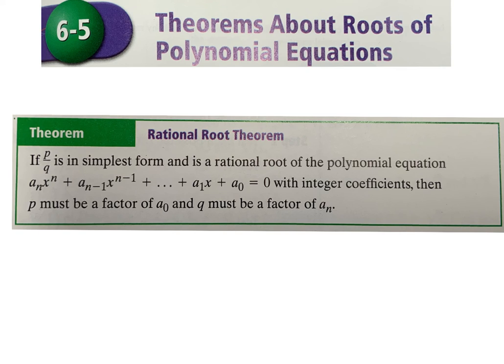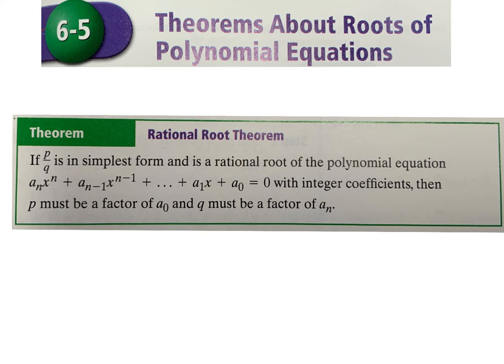This theorem is really long, on the first page, bottom of page 329, by the way, is where we are. We have this really long definition of this theorem. It says, if p over q is in simplest form and is a rational root of the polynomial equation, and they give this long polynomial equation with integer coefficients, then p must be a factor of a sub naught and q must be a factor of a sub n. So many words, right? What does this mean?